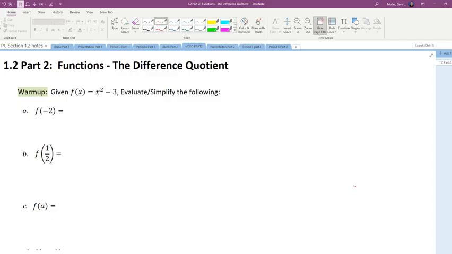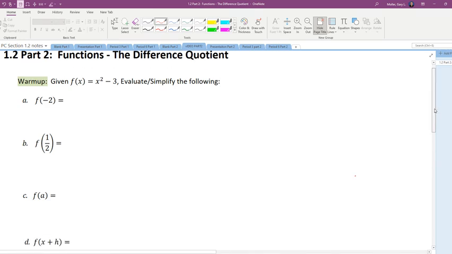All right, so to get started, let's just do a quick warm-up, make sure we remember how to do function notation. So please, let me scroll down so you can see part D here. There we go. Let's go ahead and try those on your own and then come back and let's see how we did.